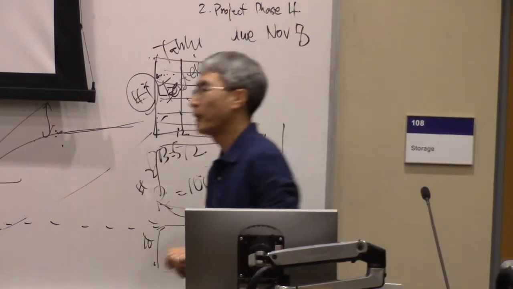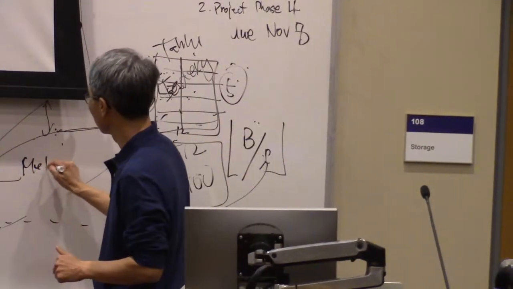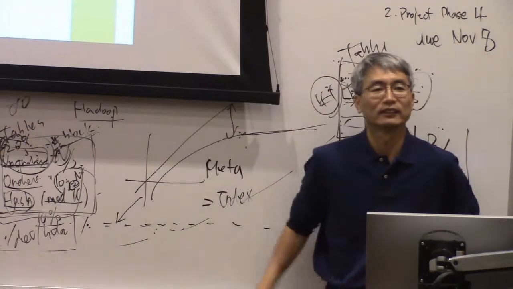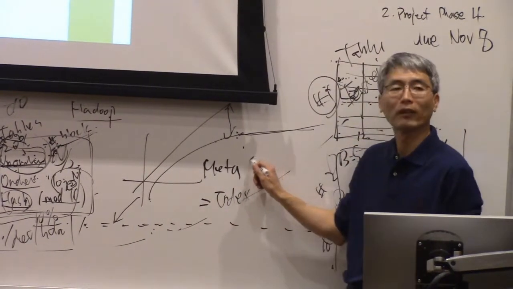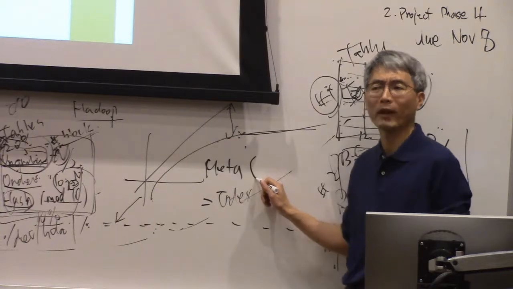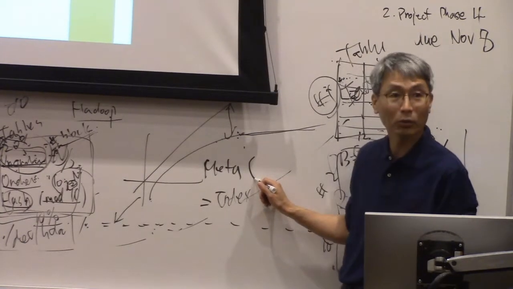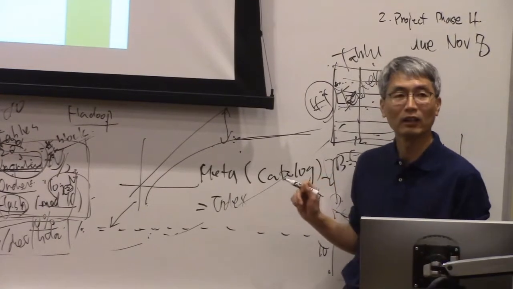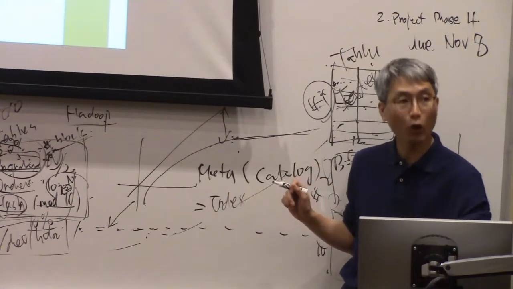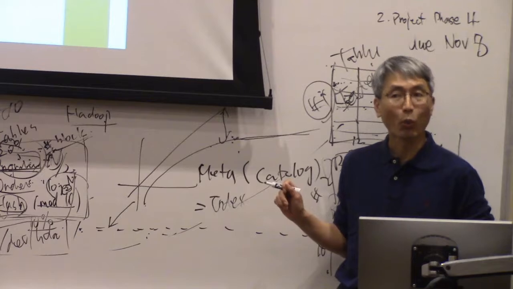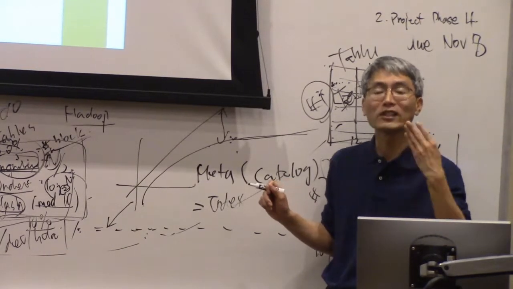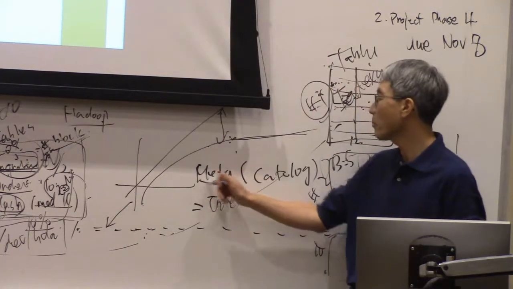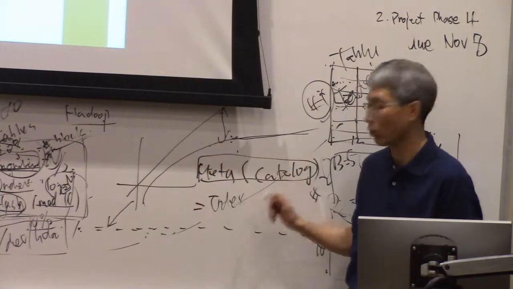So what do you think? Is metadata the same as index? So metadata is for what? One example of metadata is the catalog database. What does the catalog actually keep? The structure of your table. What is the primary key? What is the name of the attribute? And what is the data type? Such metadata is in the catalog.